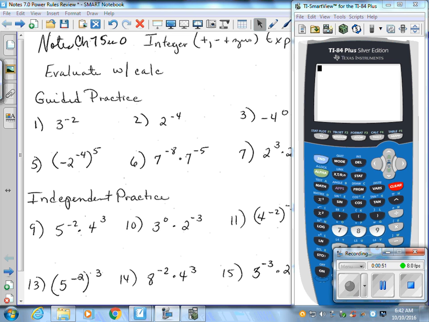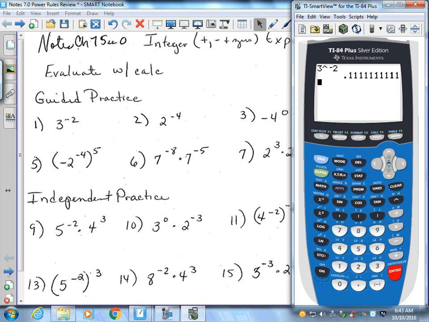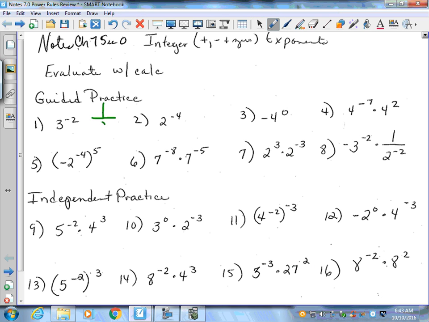So in looking at this first question, 3 to the negative 2, I'm going to type that in my calculator. 3 power key negative 2. And what I notice is it comes out a decimal. Now, nothing on this worksheet is going to be a decimal. So I need to math frac that. Math frac, enter, and I get 1/9. Now, let's discuss that a minute. Because that kind of looks familiar.